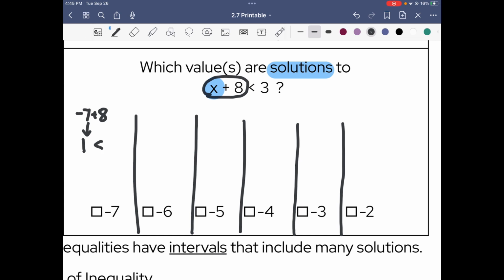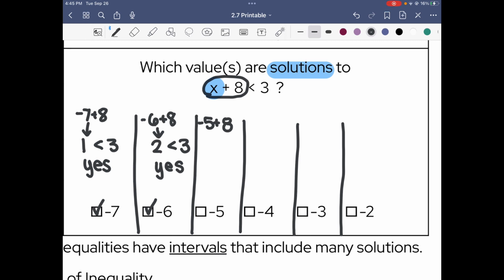Is 1 less than 3? Yes, 1 is less than 3. That's a solution. Then I would do -6 plus 8. That's 2. Is 2 less than 3? Yes, that's a solution. -5 plus 8. That's 3. Is 3 less than 3?